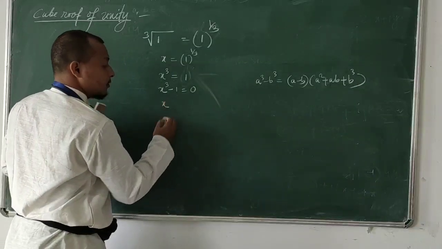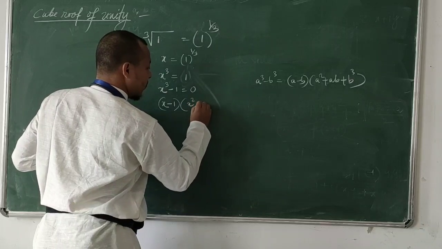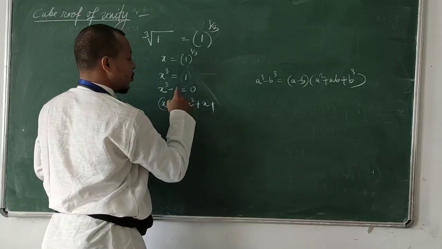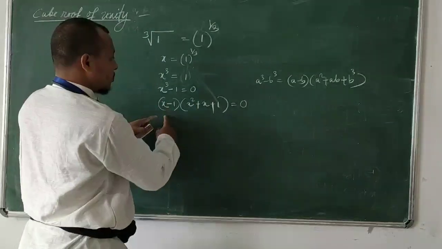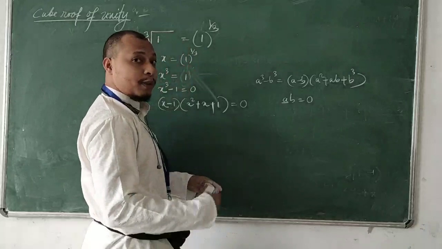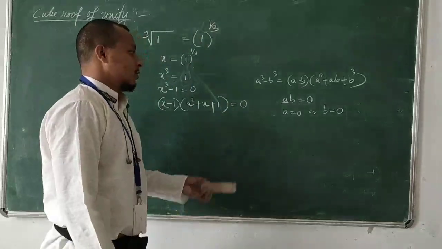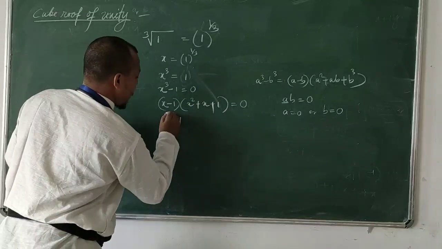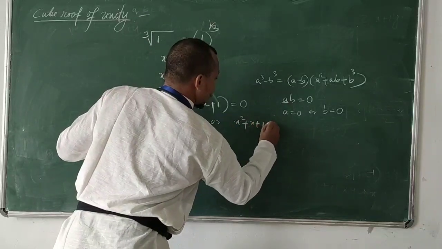So I can write (x − 1)(x² + x·1 + 1²) equal to 0, where a is x and b is 1. This also I can write. Now, a into b equal to 0 means what? Either a equal to 0 or b equal to 0. Either a equal to 0 or b equal to 0. Okay? So x − 1 equal to 0 or x² + x + 1 equal to 0.